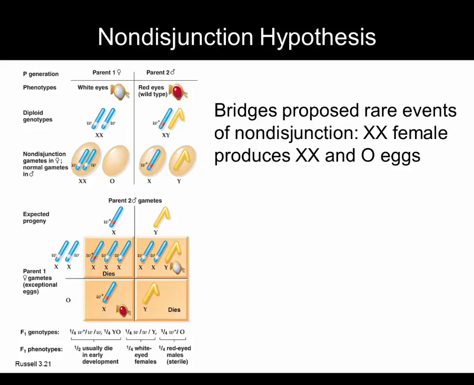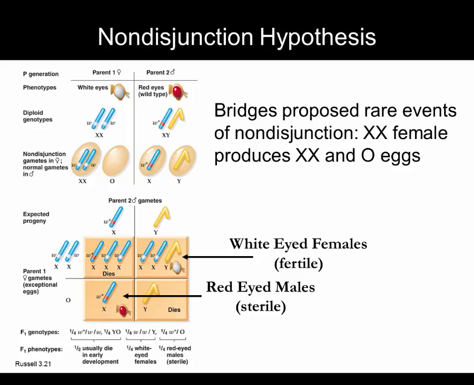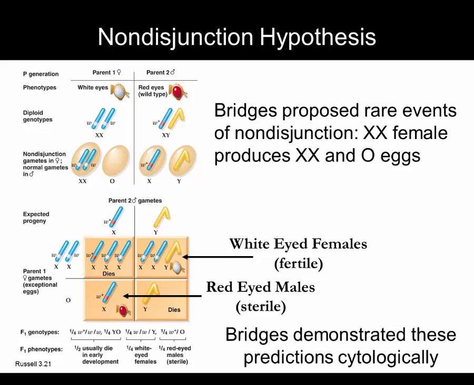Of the flies that live, half will have a Y chromosome and 2 X chromosomes with white alleles. These will be the white-eyed females. The other half will have just 1 X chromosome with a red allele. These will be red-eyed males, and the lack of Y chromosome explains the sterility. Bridges confirmed this was the case cytologically, directly observing the abnormal configurations of chromosomes.